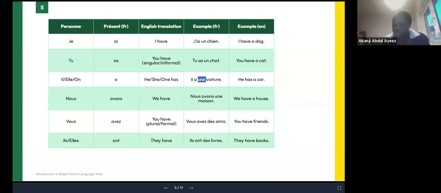So we say il a une voiture. He has a car. Il a une voiture.